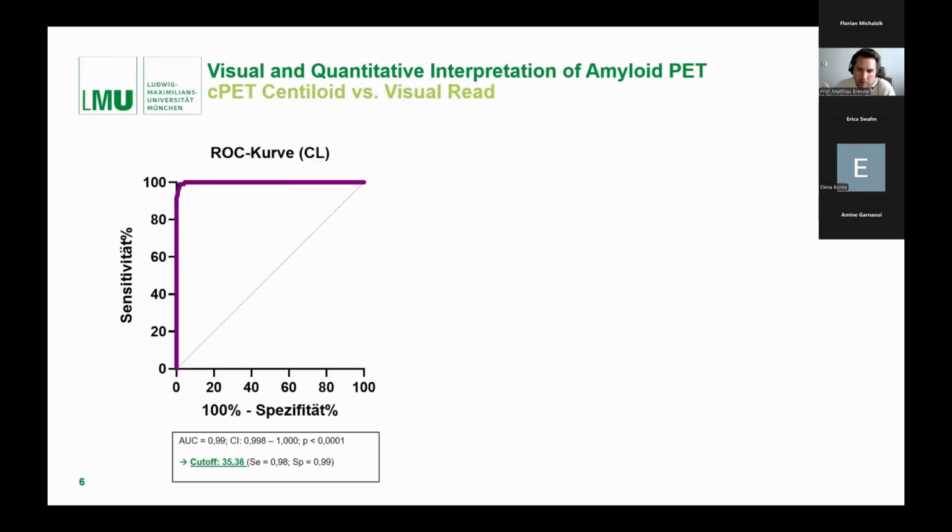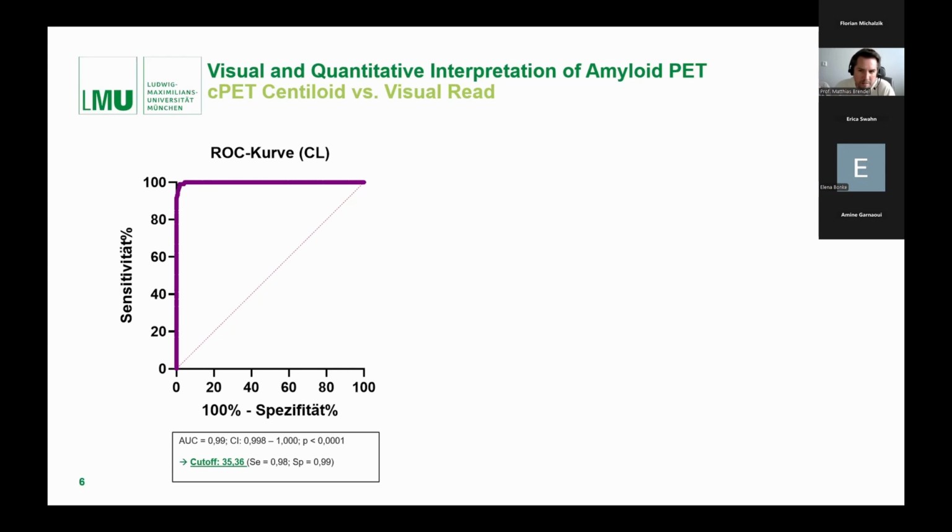How good is this quantitative readout compared to what is an established visual read? I think in our center, this is real-world data, so completely unbiased, just the reports that were generated over the last 10 years. And this is in comparison against a centiloid quantification with a data-driven cutoff of 35, which is very congruent with what was published by the MPET consortium.